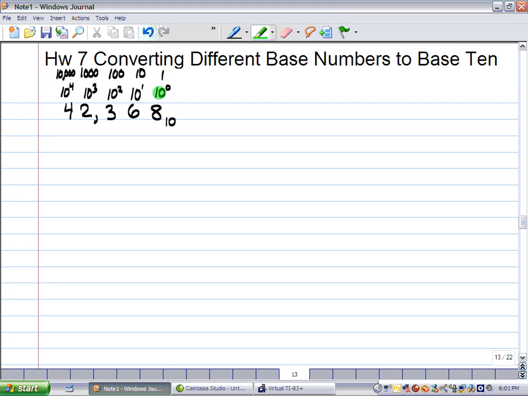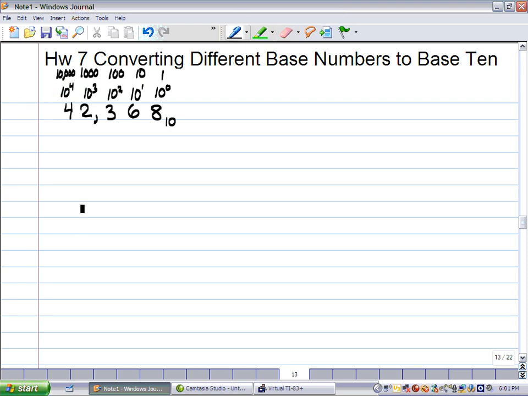I actually find it easiest to say, okay, I'm always going to start with 1, and then I'm going to say 1 times the base for the next place value. Then that times the base for the next one. So 10 times 10 is 100. 100 times 10 is 1,000. 1,000 times 10 is 10,000. But that's really what we're doing here by adding the powers.